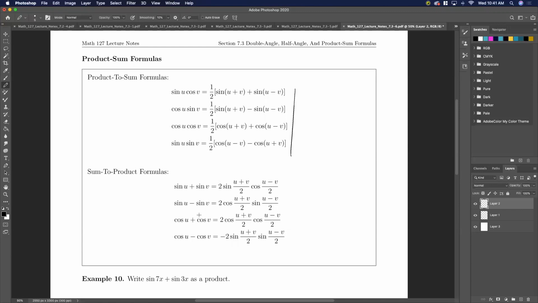And then we can go from sum to product. So here I have a sum of two things. I can rewrite these as a product of two things.